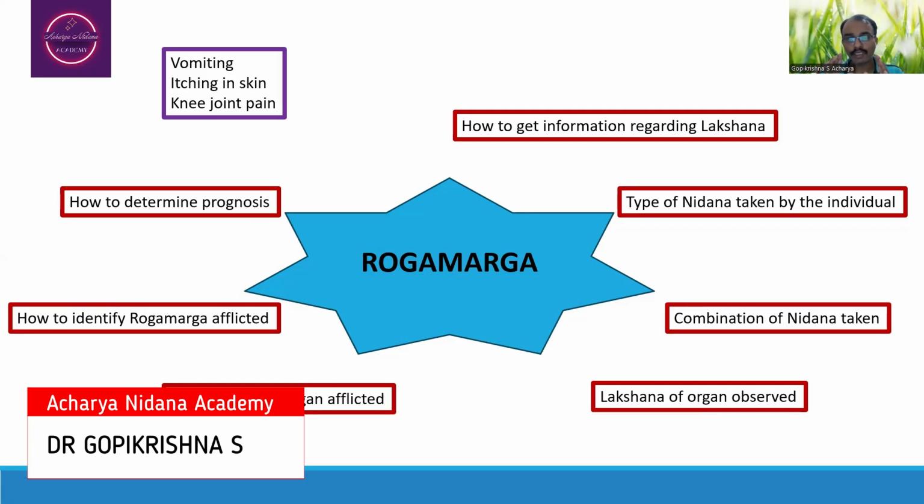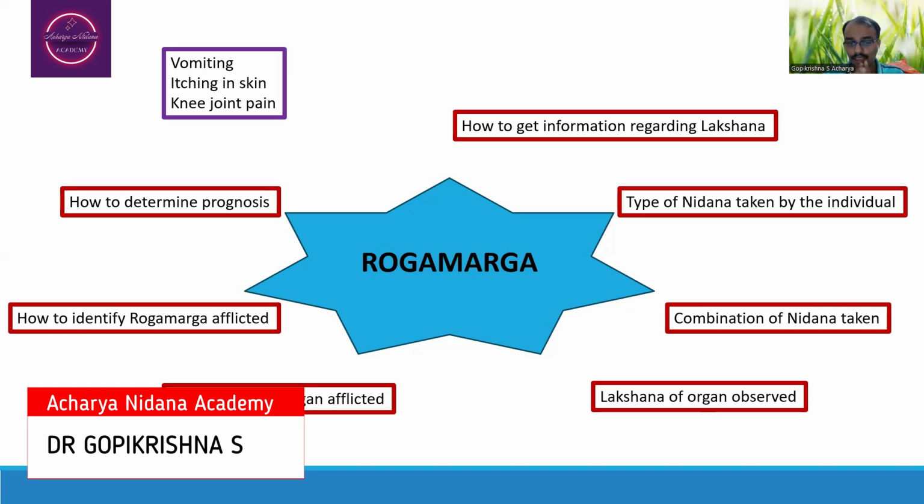So what actually is Rogamarga? It has two words, Roga and Marga. Roga in the sense of any kind of discomfort present in the body, and Marga in the sense of where this particular discomfort is being observed, which particular part of the body. These discomforts can be relatable with one or the other. The identification of that is considered very important when you want to learn this subject deeply.